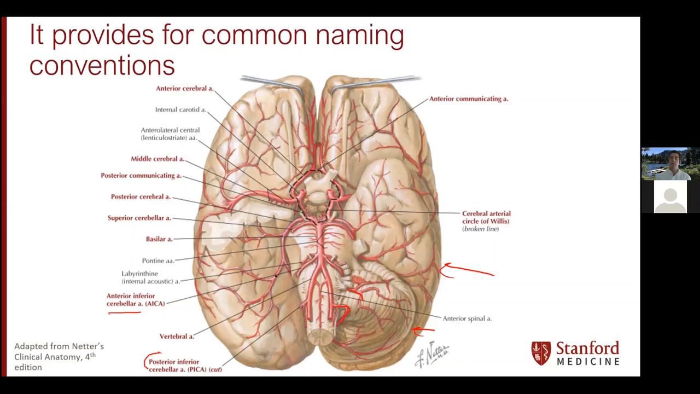Same thing with the cerebrum. So the posterior cerebral artery travels towards the back of the cerebrum. The middle cerebral travels right down the middle, and the anterior cerebral travels right to the front. And so really, if you know what they're perfusing and what direction on the brain they're going, you can automatically name them without having to memorize a whole bunch of stuff.